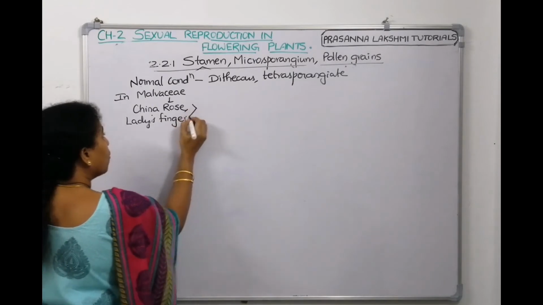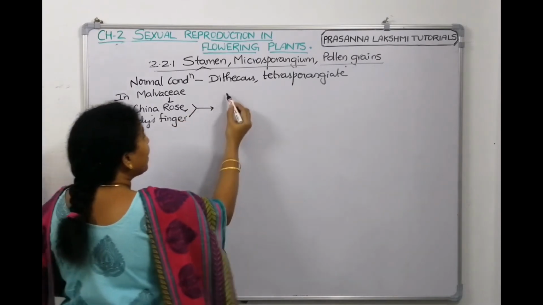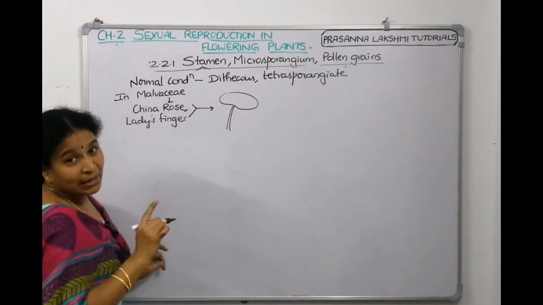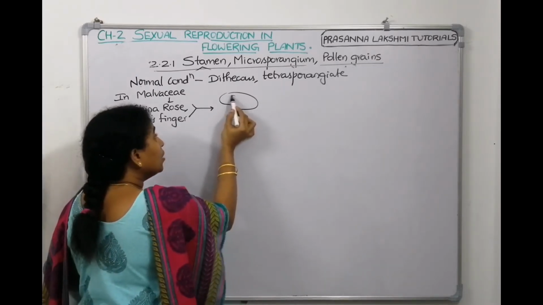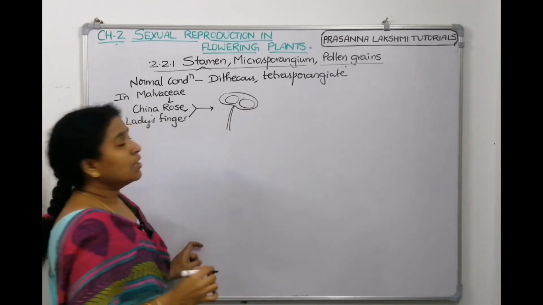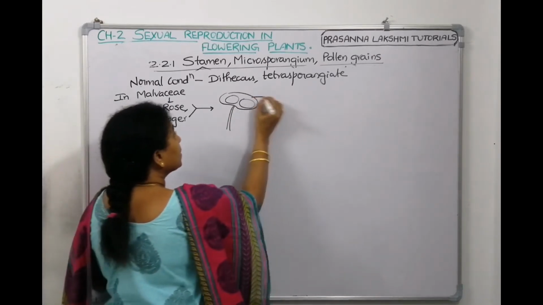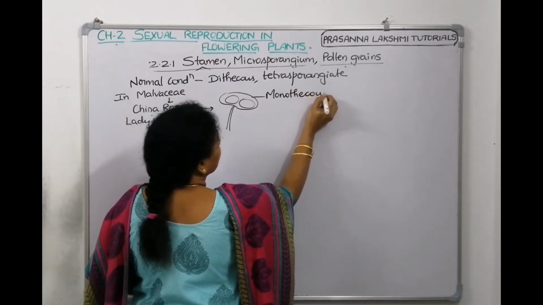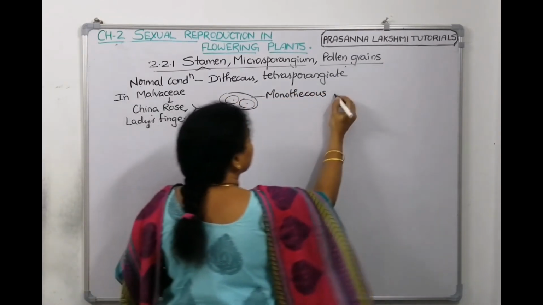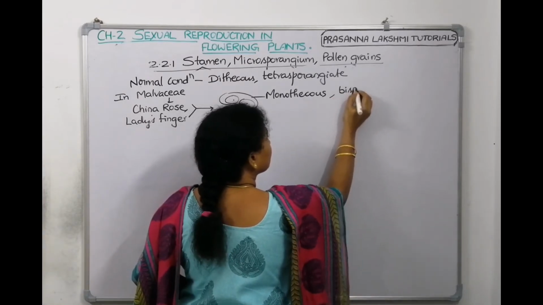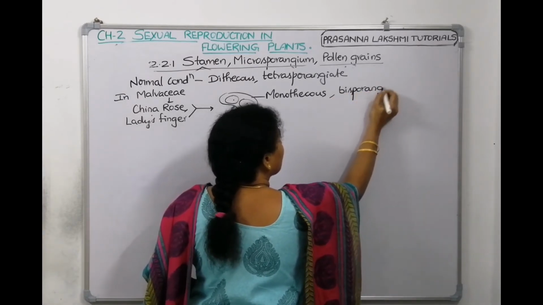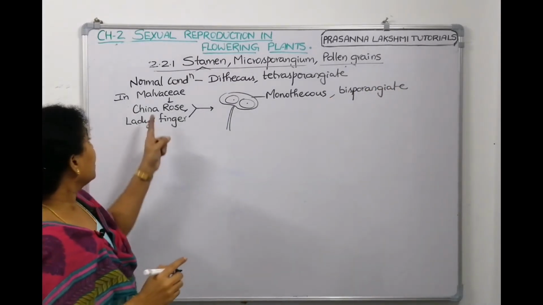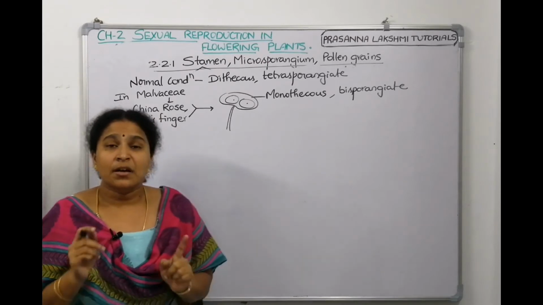Now in this, what do we find? It has only 1 anther lobe. So then only 2 microsporangia can be there. So 1 lobe is called monothecous and bisporangiate. Monothecous and bisporangiate condition, where do we find it? In China rose and lady's finger.